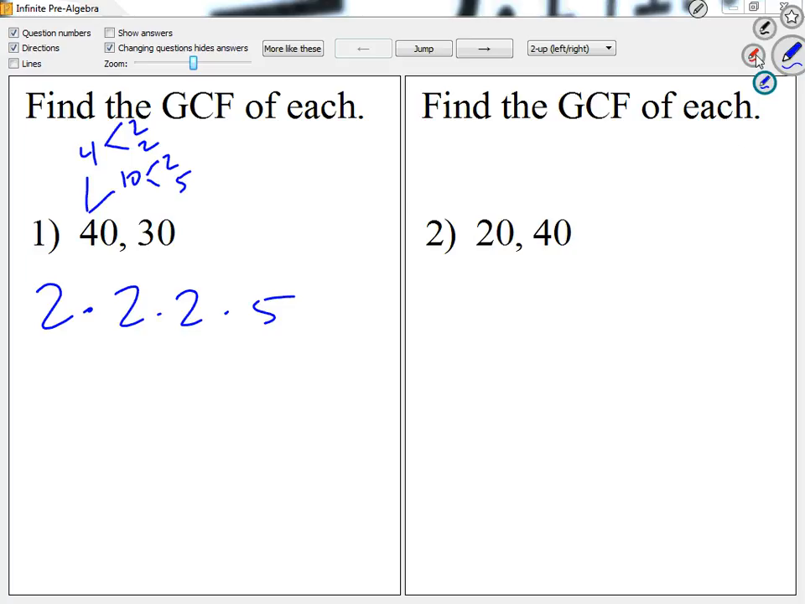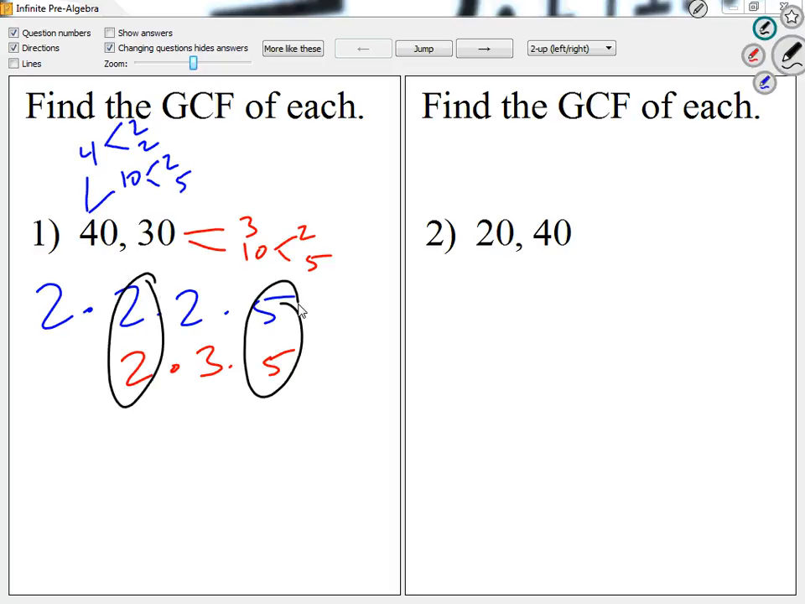If I look at 30, that is 3 times 10, and then 2 times 5. So I'm going to get 2 times 3 times 5. Then I notice that they both have a 2, they both have a 5, multiply them out, and I'm going to say my greatest common factor will be 10. Right? I have to multiply because my greatest common factor got also broken up. So that's why I have to multiply those out.